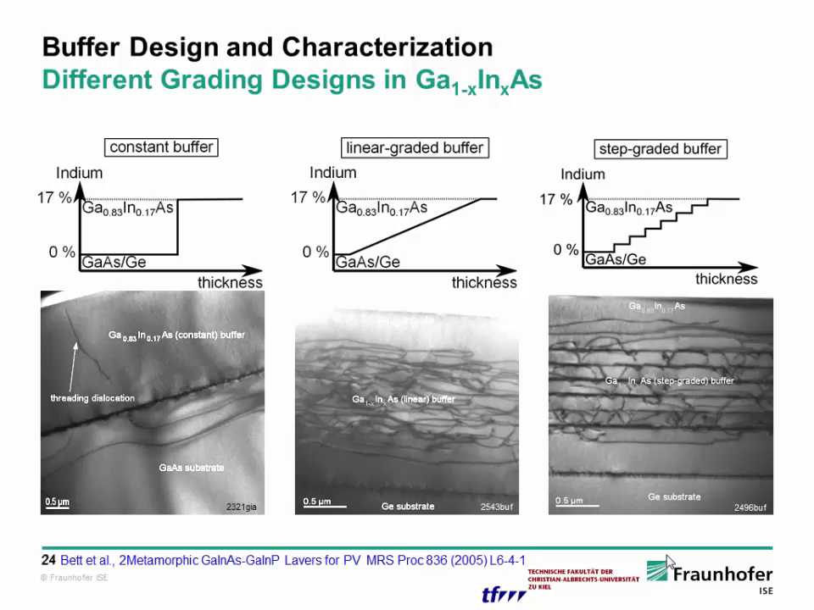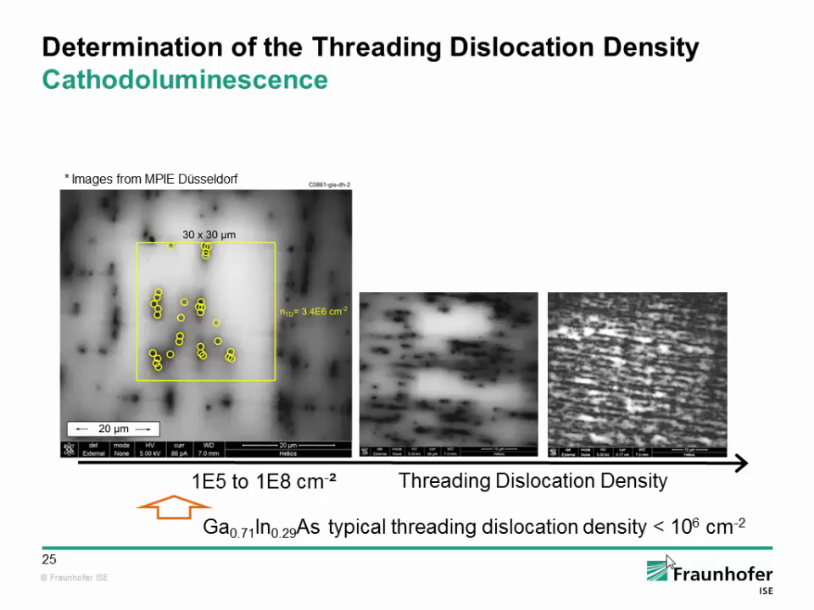So we made a lot of investigation on different buffer schemes, as can be shown here. So starting with constant buffer, linear graded buffers, step graded buffers, and you see here always transmission electron microscopy pictures. So that was a lot of work. At the end we understood that the best way is to go with a step graded buffer, and that was always analyzed by investigation of the threading dislocations, and it's not easy to really investigate that.